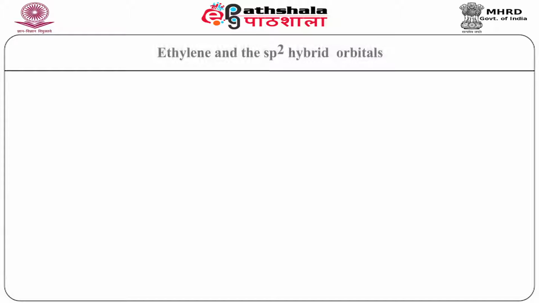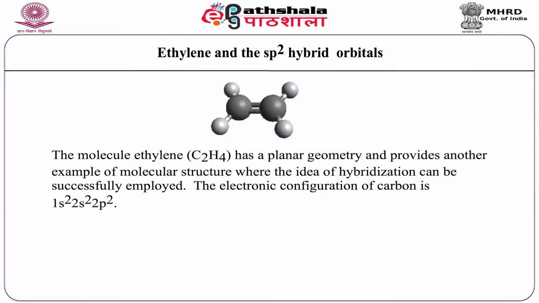Next, we take up the case of sp2 hybrid orbitals. As you can see in the figure, the molecule ethylene, which has a formula C2H4, has a planar geometry and it provides us with another example of molecular structure where the idea of hybridization can be successfully employed. The electronic configuration of carbon is 1s2, 2s2, 2p2.